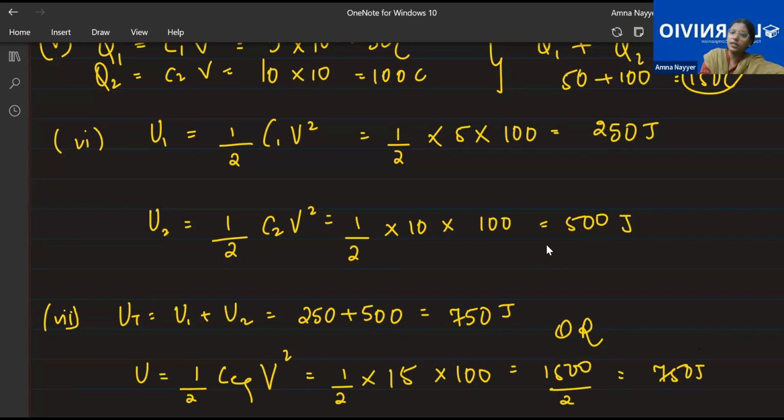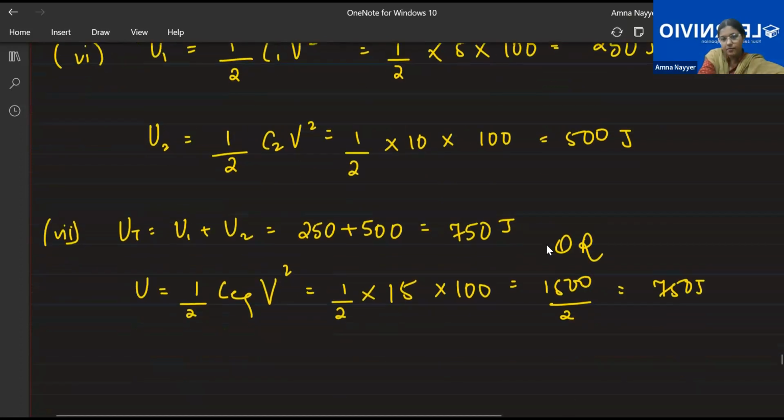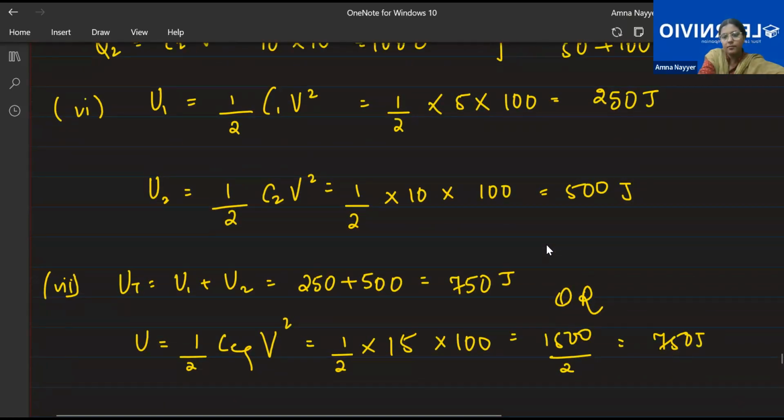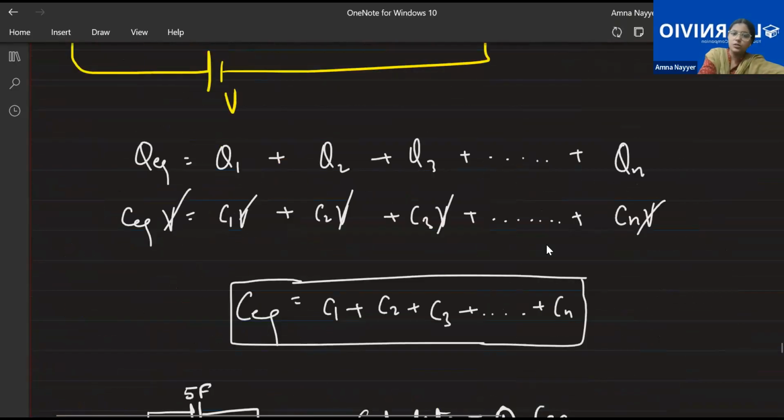Or any of it you can use. Okay. Write down this one also.